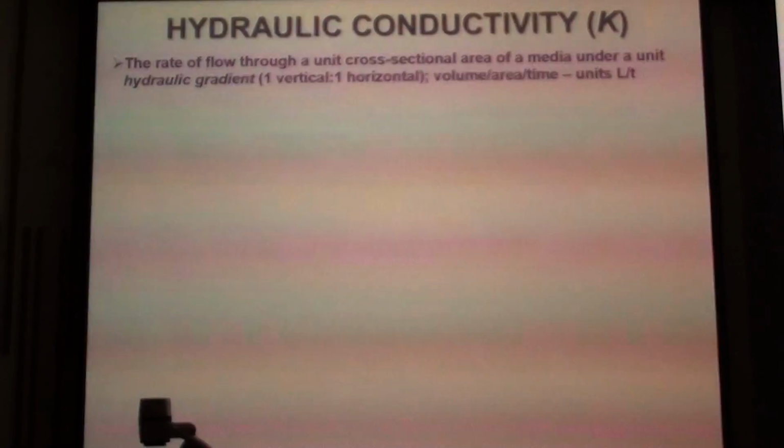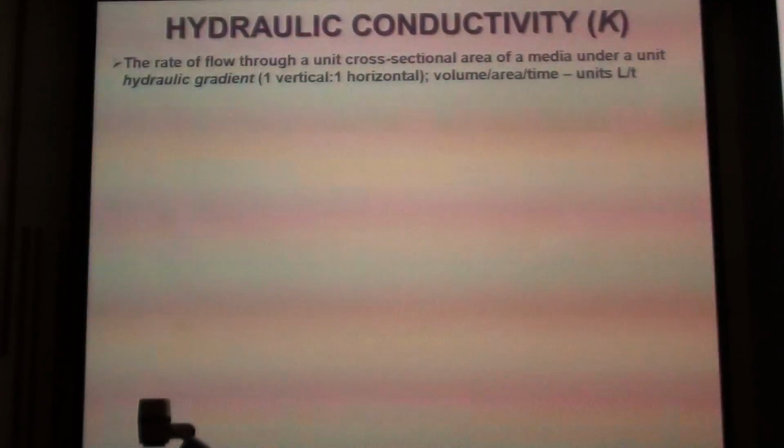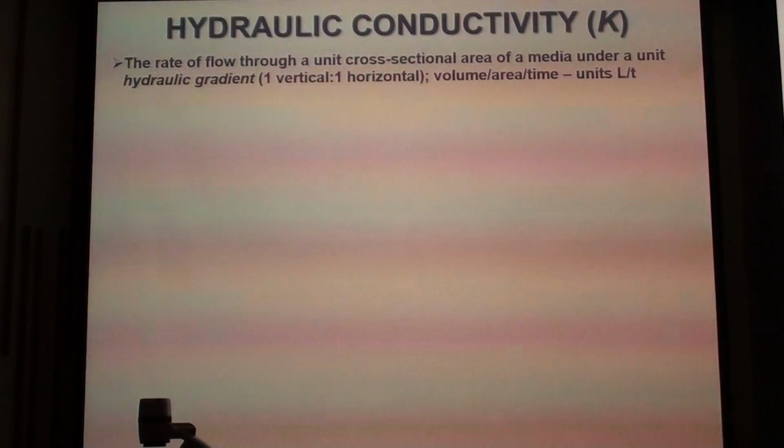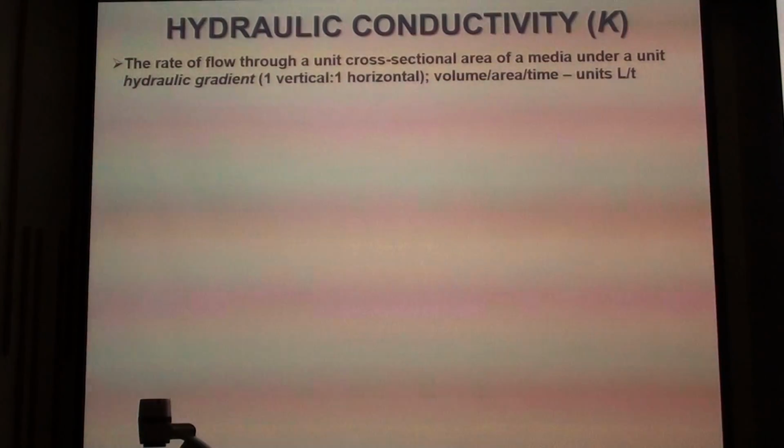So what is this thing called hydraulic conductivity? It's a rate. Remember, we've done storage properties, now we're into flow properties. So it's a rate, it's a velocity. It's the rate of flow through a unit cross-sectional area of media, so an area 1 by 1, under a gradient of 1. That means for every metre you move horizontally, you move 1 vertically. So essentially you've got an area of material like this, and you have water going through it at a gradient of 1. That's what it means.